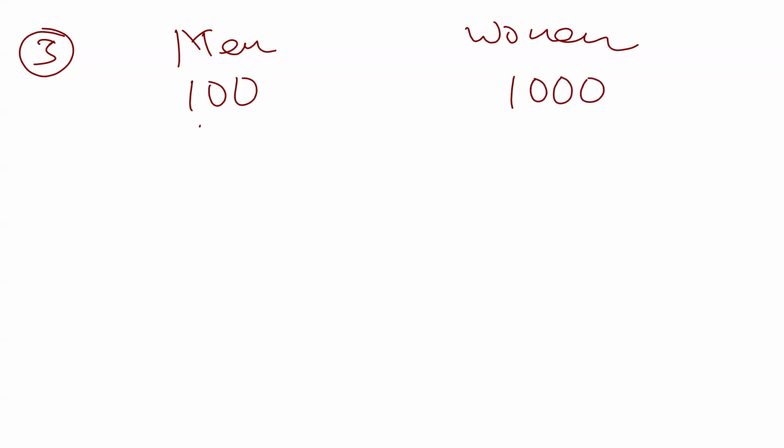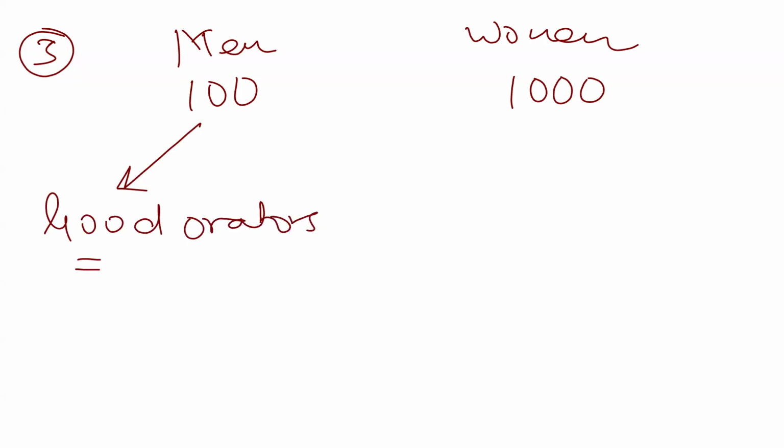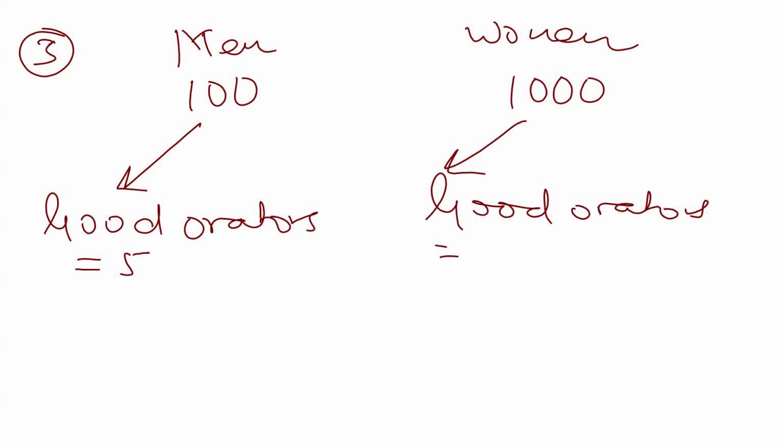Suppose 5 men out of 100 and 25 women out of 1000 are good orators. An orator is selected at random. Okay. Find the probability that the male person is chosen. Assume that there are equal number of men and women. So men and women, 100 and 1000. So out of 100, good orators are 5, and out of 1000 the good orators over here in the female category are 25.